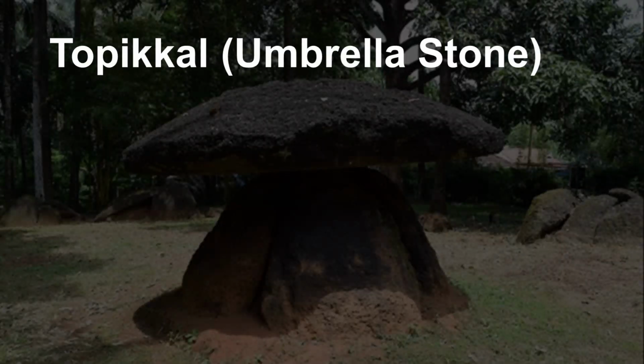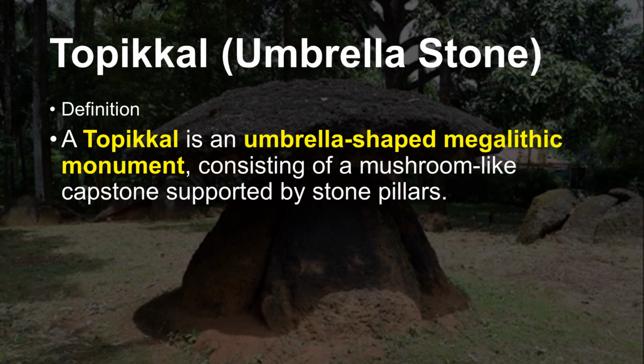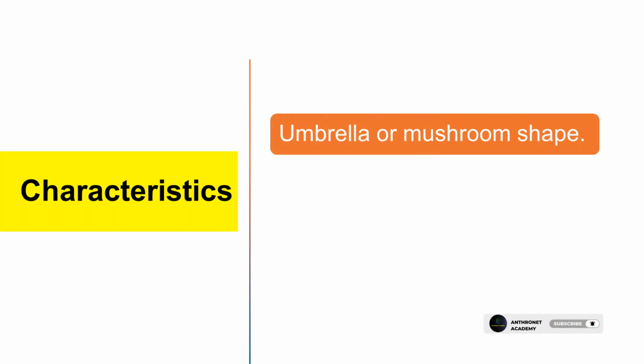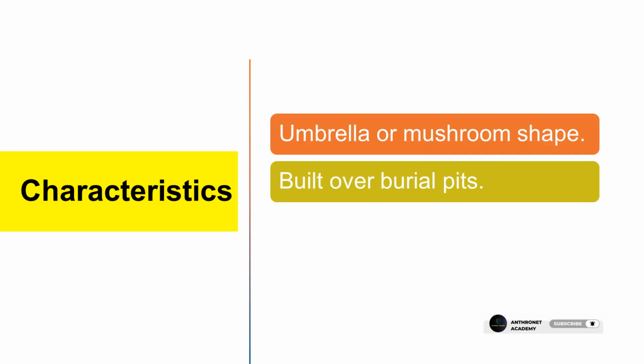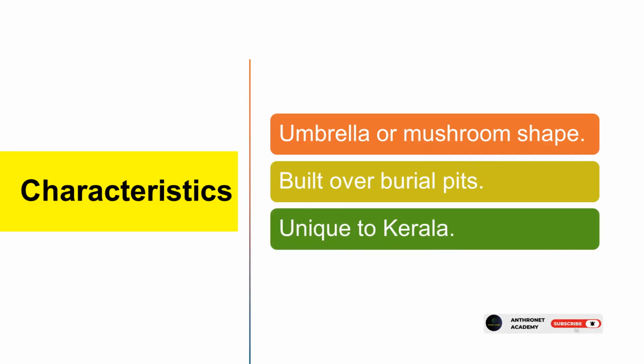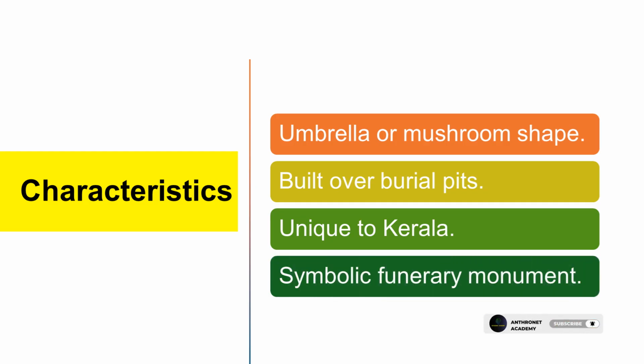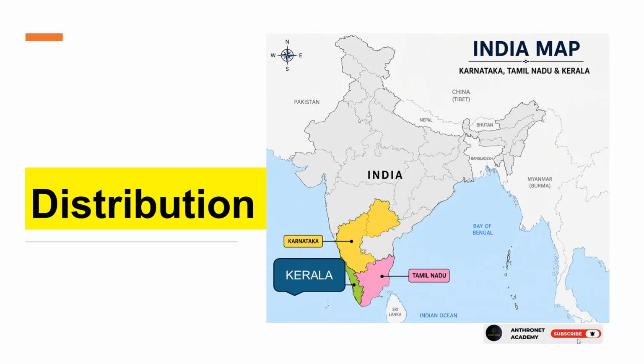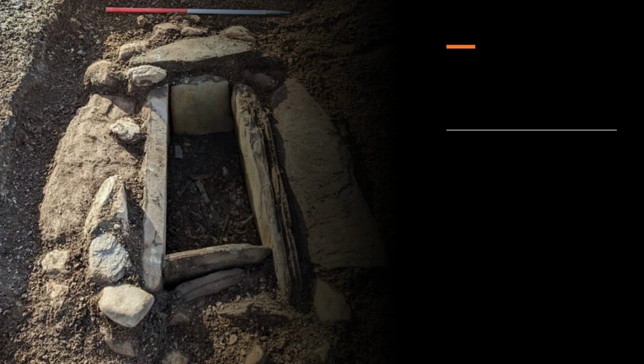Topikkal, umbrella stone. Definition: a topikkal is an umbrella-shaped megalithic monument, consisting of a mushroom-like capstone supported by stone pillars. Characteristics: umbrella or mushroom shape. Built over burial pits. Unique to Kerala. Symbolic funerary monument. Distribution: Kerala. Topikkal equals umbrella stone of Kerala.